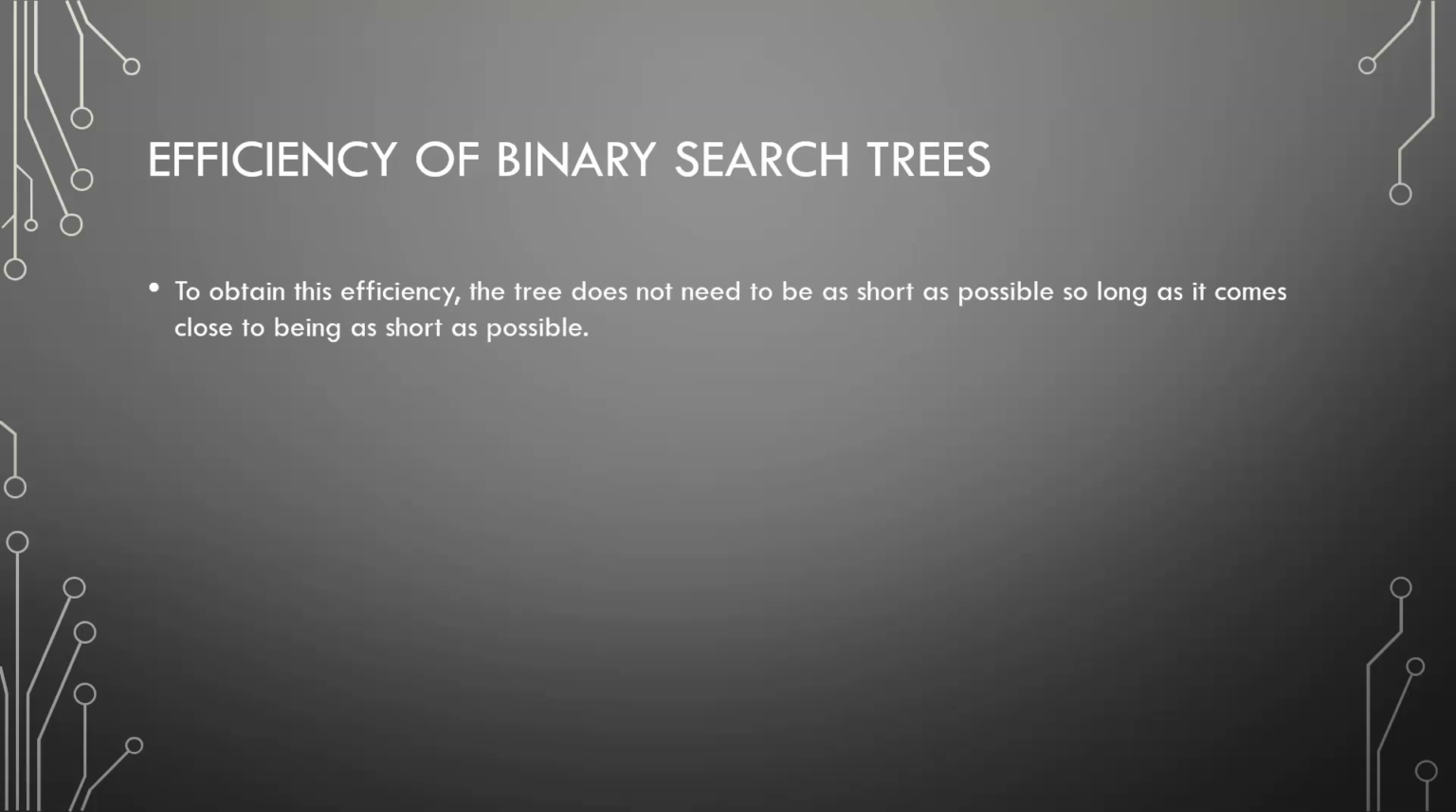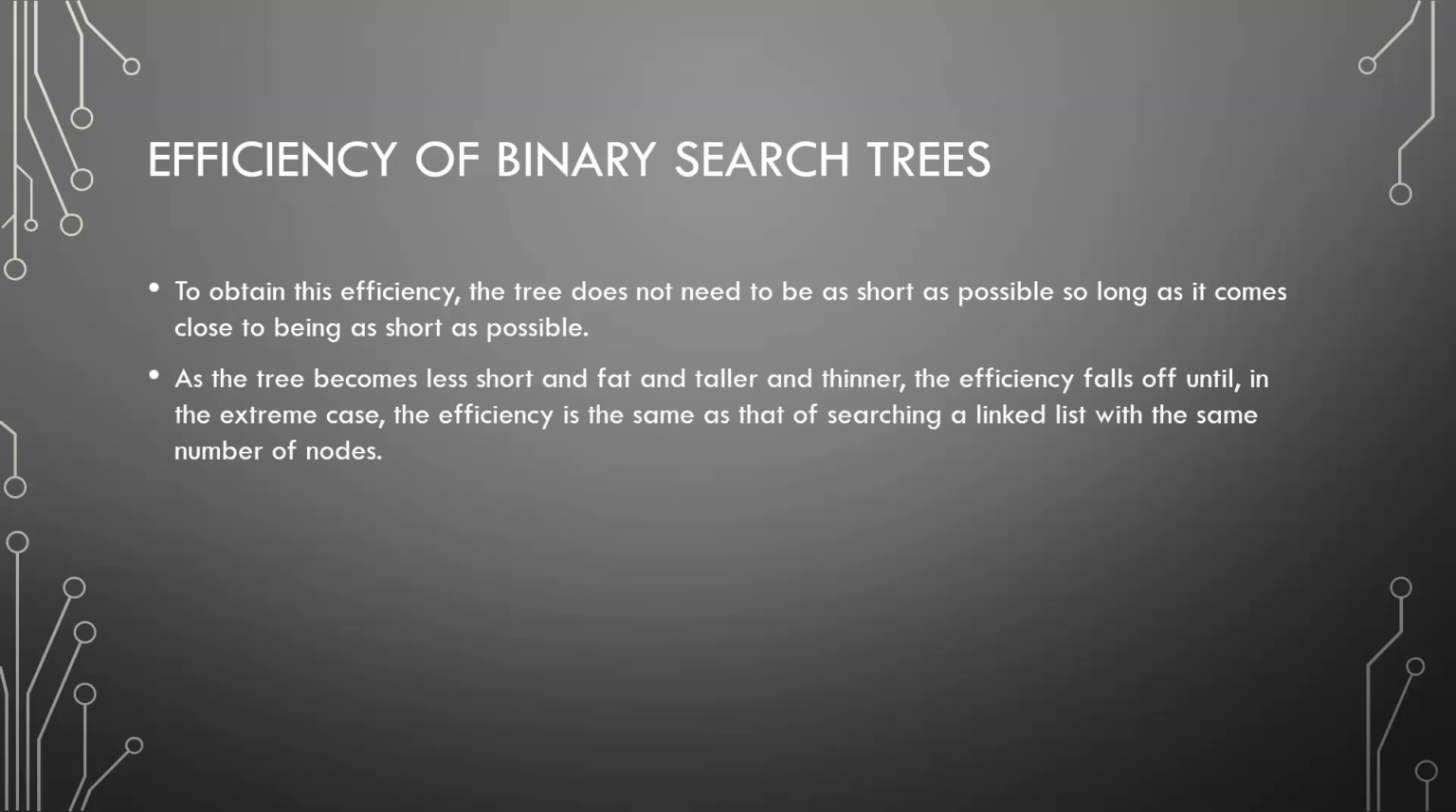So in order for us to obtain this efficiency, the tree doesn't actually have to be as short as possible, so long as it comes close to being as short as possible. So you don't have to go out of your way to make sure it's short and fat, but you want to make sure that the algorithm you're designing lends itself towards that kind of style. As the tree becomes less short and fat and more tall and thin, your efficiency is going to start to fall off. In more extreme cases, the efficiency is the same as searching a linked list with the same number of nodes. So, worst case, a binary tree pretty much has the same efficiency as a linked list data structure. Not the end of the world.